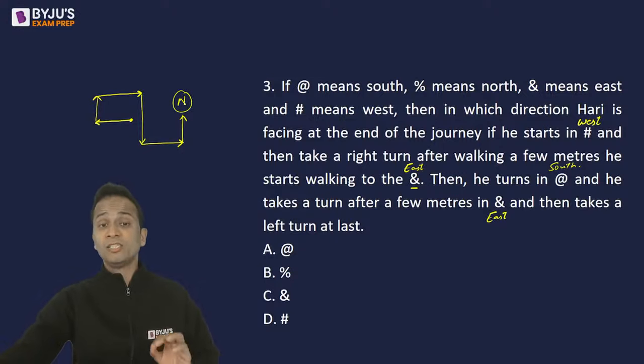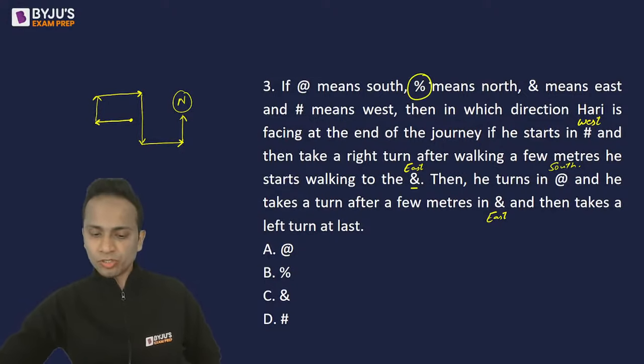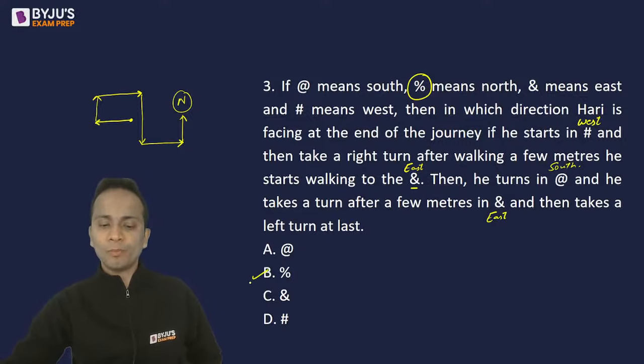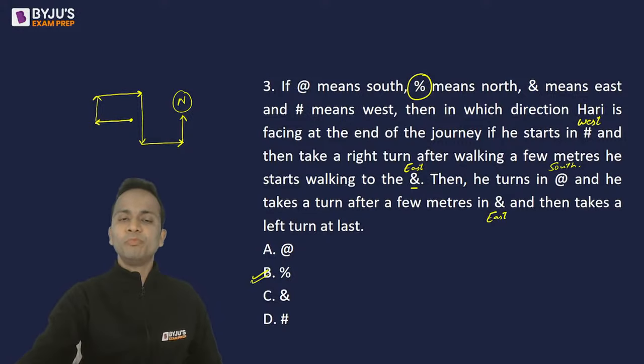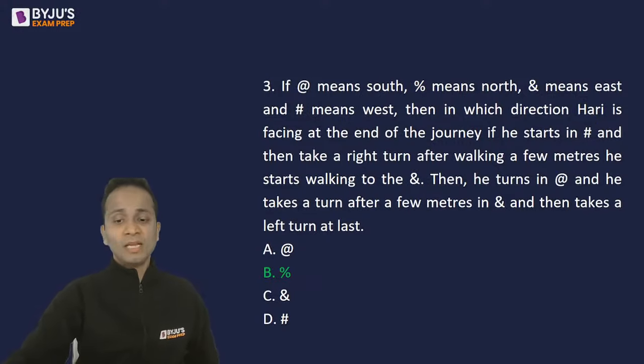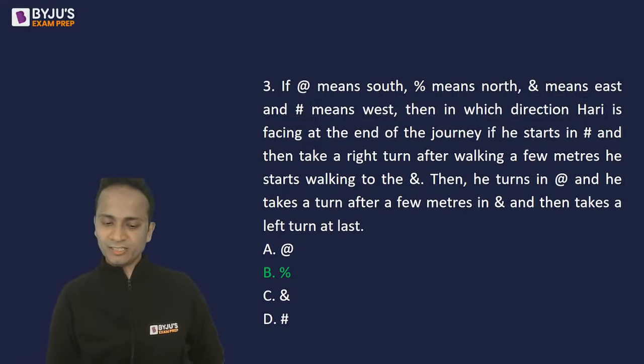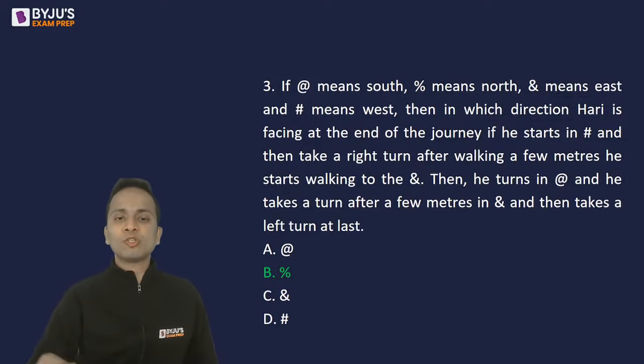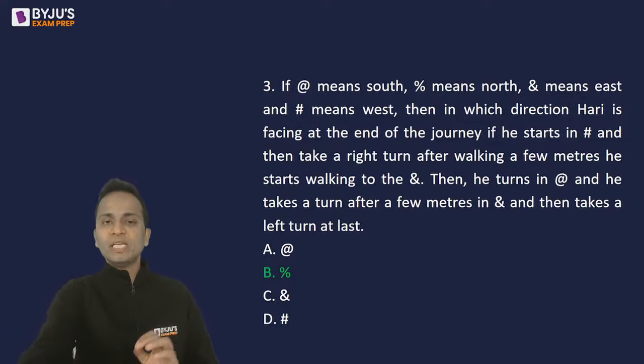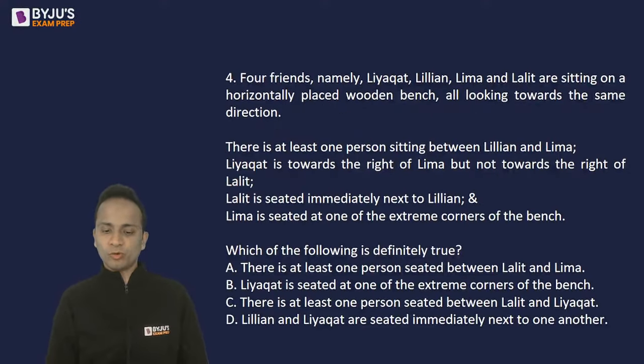All right. So the answer should be north and hence percentage. Now percentage is option B and option B should be the correct answer of this question. And yes, it is the correct answer. So Ravina, yes, your answer is absolutely correct. Very good. Let's quickly move on to the next question, question number 4.